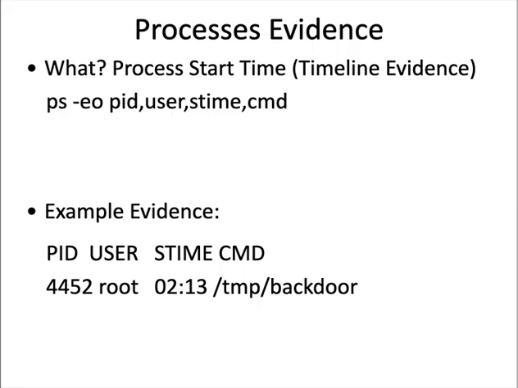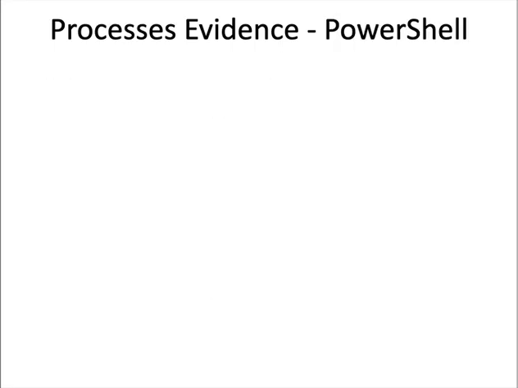So we have a process running as root. It's running out of /tmp. Its name is backdoor. All that's suspicious. And it started at 2:13 a.m., middle of the night. So that is a little bit suspicious in itself.